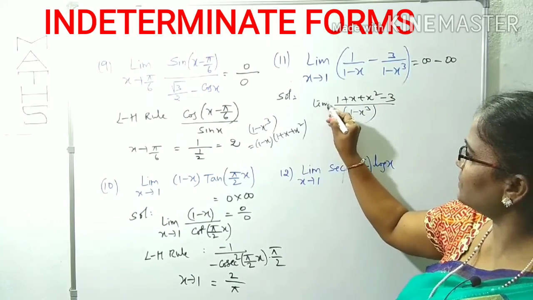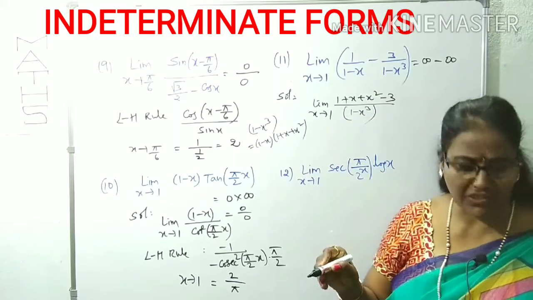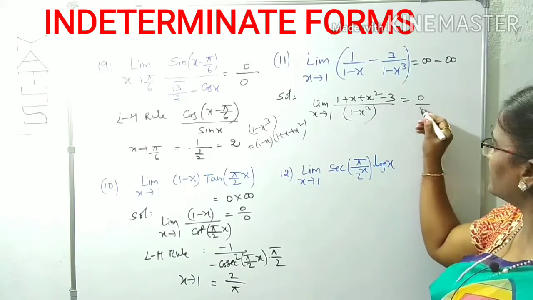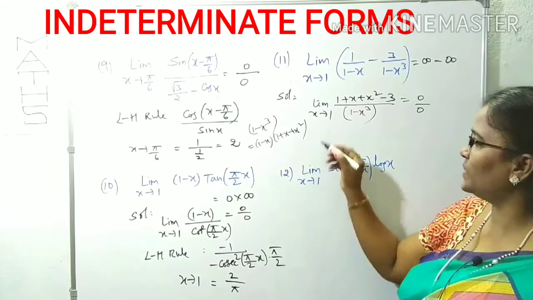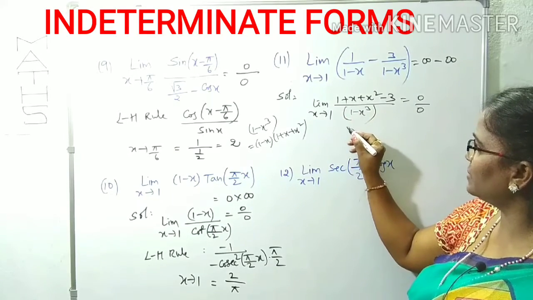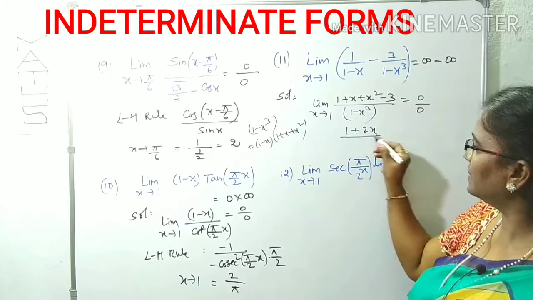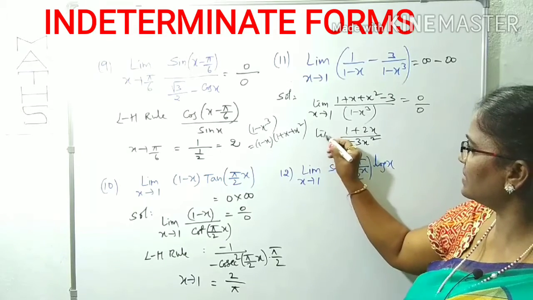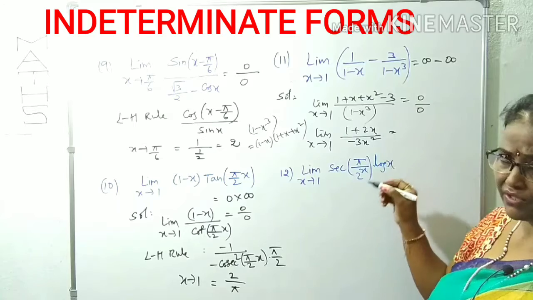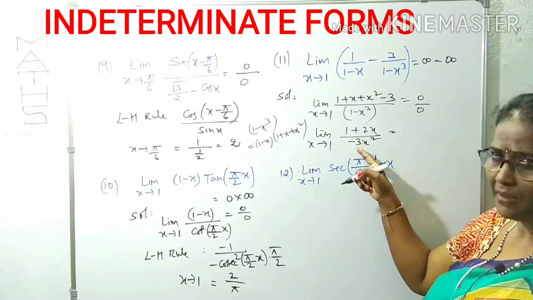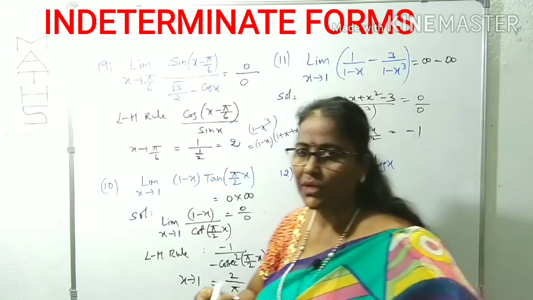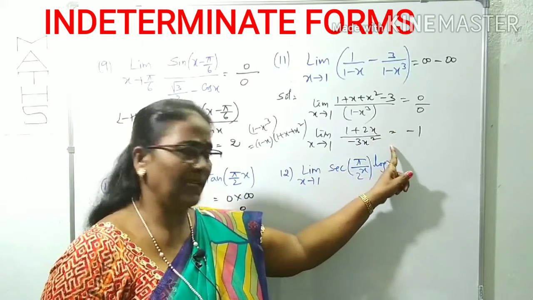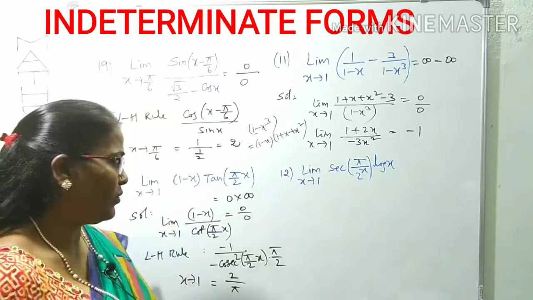Now the limit x tends to 1 as it is, right? Now x tends to 1, if you substitute, what happens? 1 plus 1 plus 1 is 3. 3 minus 3 is 0. 0 by the denominator is also 0. 0 by 0 means what? L'Hospital rule. What is the L'Hospital rule here? The derivative of 1 is 0, the derivative of x is 1, plus the derivative of x square is 2x, by the derivative of 1 minus x cube, which is minus 3x square. Now x tends to 1. X is 1, what happens? 1 plus 2 is 3. 3 by minus 3 is minus 1. That's it. So for infinity minus infinity, we should convert into 0 by 0, then use the L'Hospital rule. Is it clear?